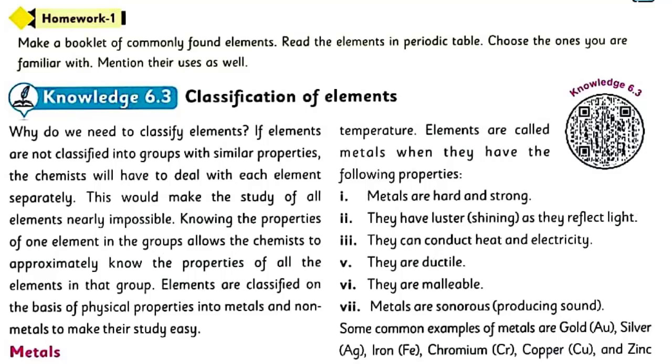Homework 1. Make a booklet of commonly found elements. Read the elements in the periodic table. Choose the ones you are familiar with. Mention their uses as well.